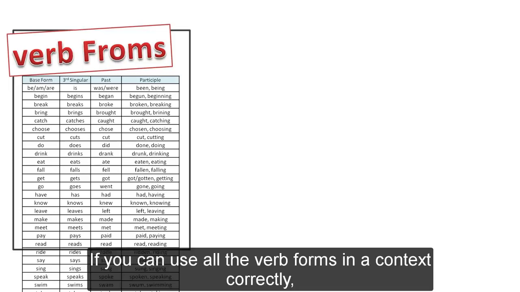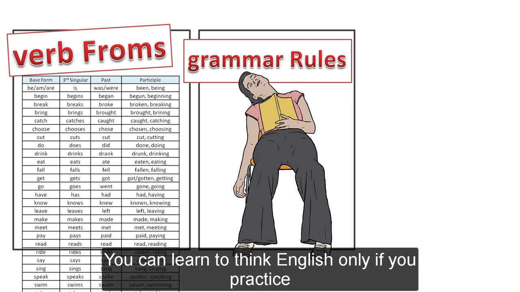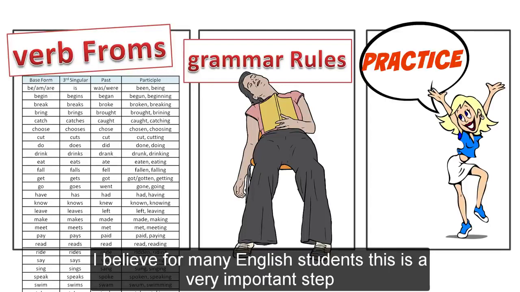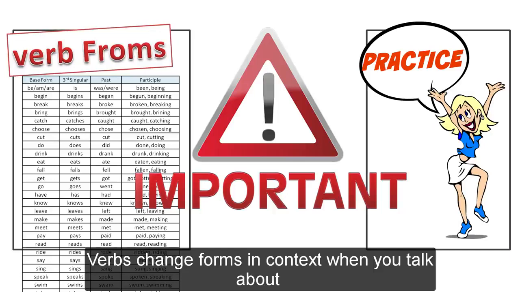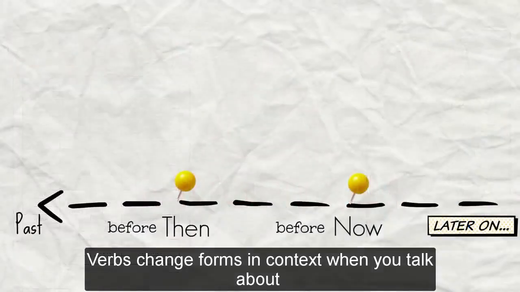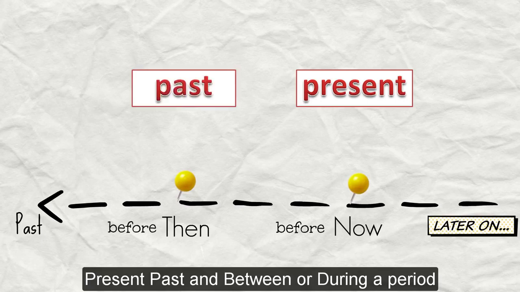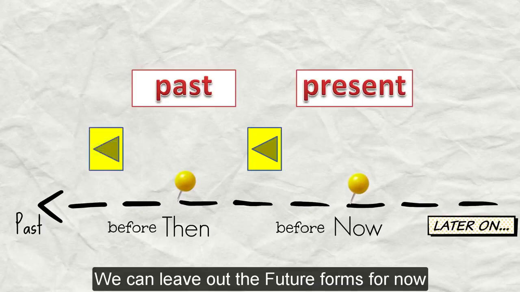If you can use all the verb forms in a context correctly, you can become a fluent speaker without reading the grammar rules much. You can learn to think English only if you practice. I believe for many English students, this is a very important step to becoming a better English speaker. Verbs change forms in context when you talk about present, past, and between or during a period of time. We can leave out the future forms for now.